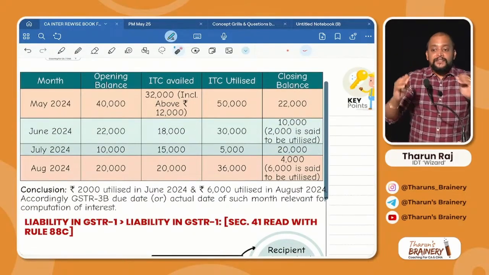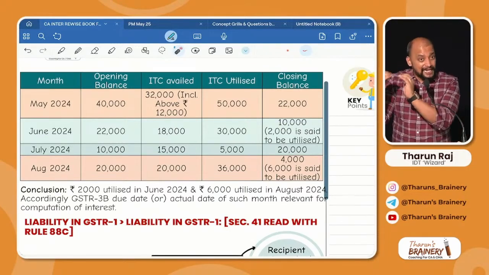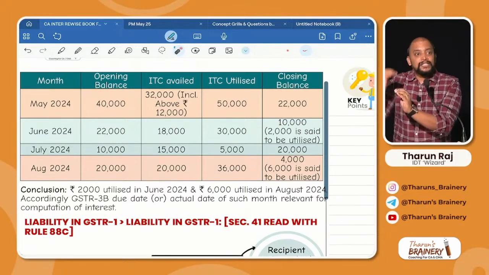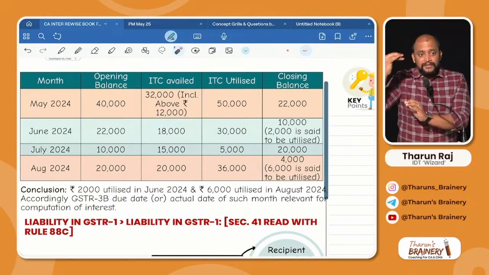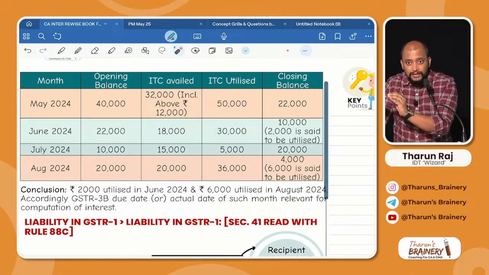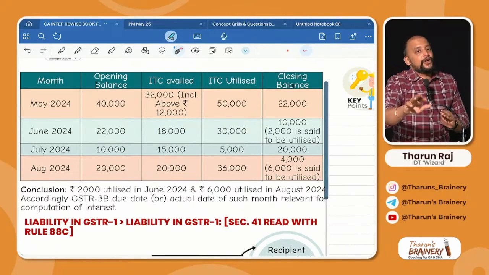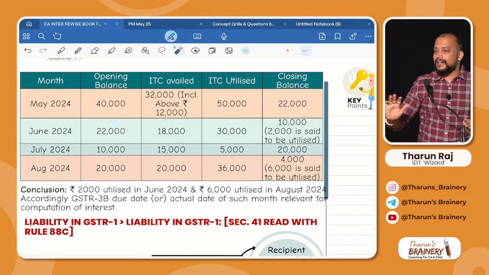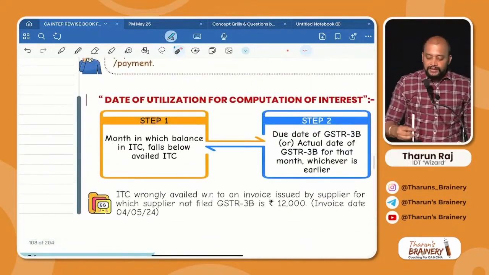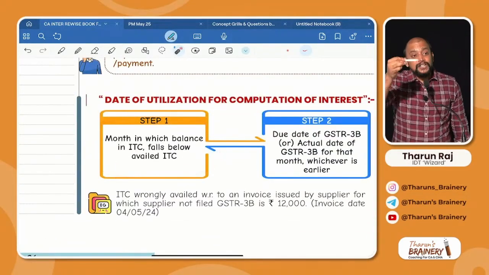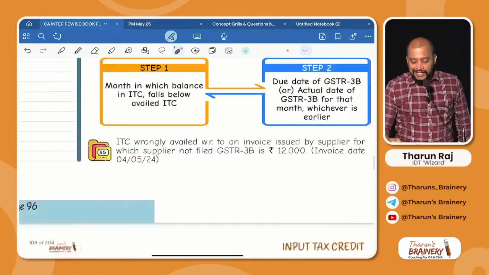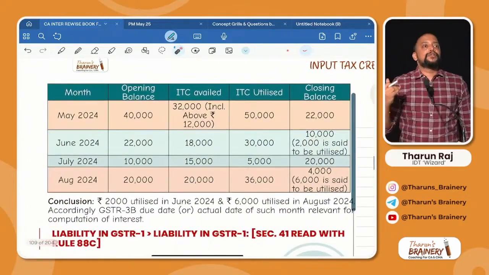What is the closing balance? 22. Now, listen, is the closing balance, that is the balance in ITC, below 12? What is the wrongly availed ITC? 12. Is the closing balance below 12? No. So for May, we have not utilized the ITC. Is it clear here? First, you need to see the month in which the balance in ITC falls below the availed ITC. So in May we have not utilized. Then go to June.